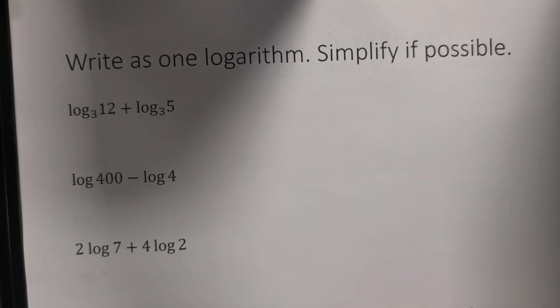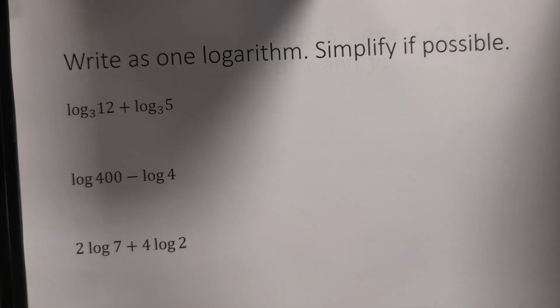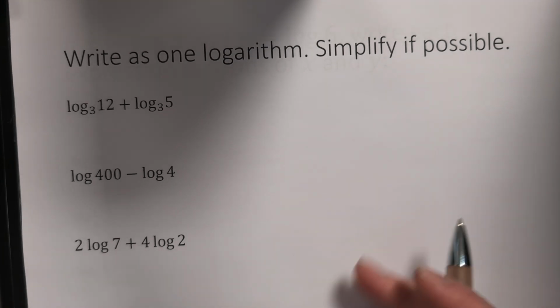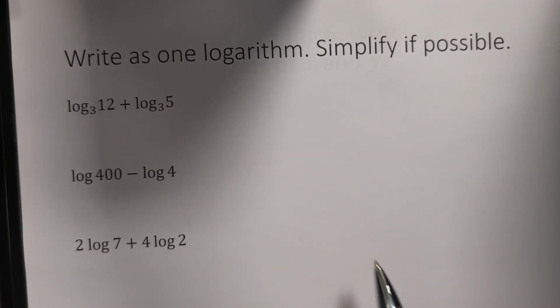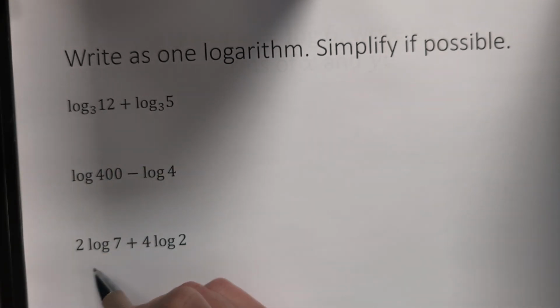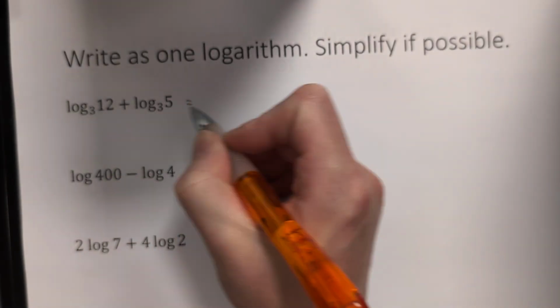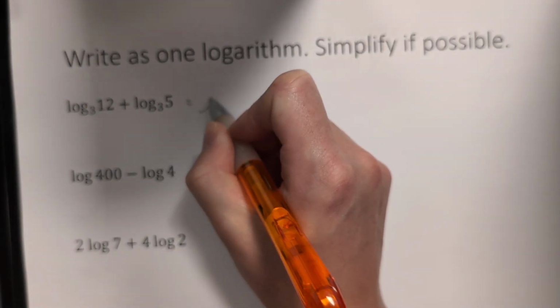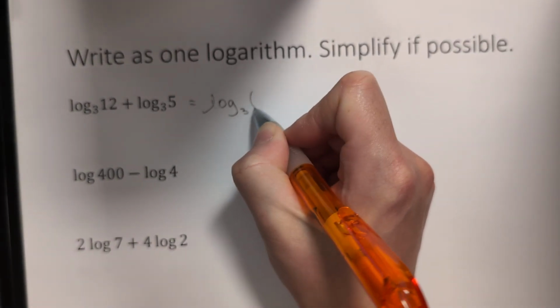Here are some pretty simple ones. Using those laws, which hopefully you have in front of you now because I'm just going to use them: write as one logarithm and then simplify if possible. Important is that they have the same base, which all of these do, 3, 10, 10. And when they're separated into addition, they come together as multiplication.